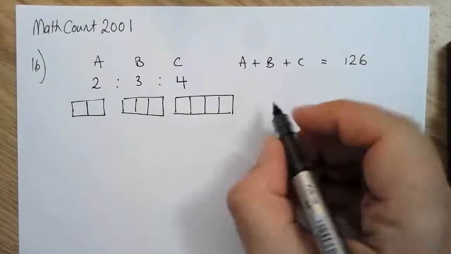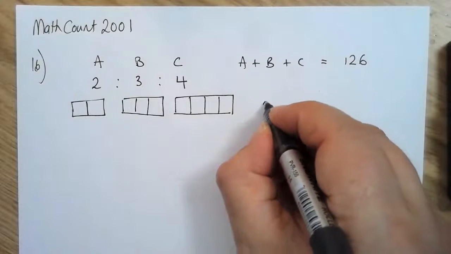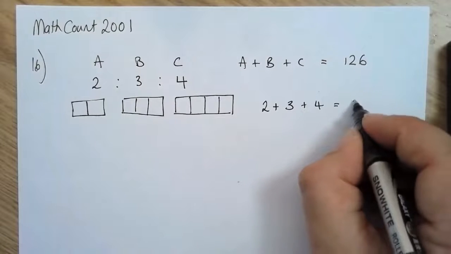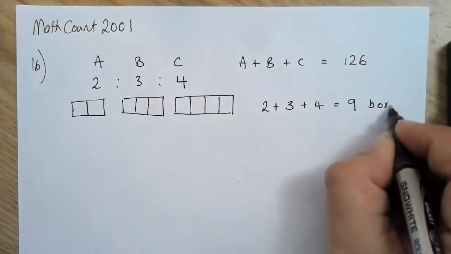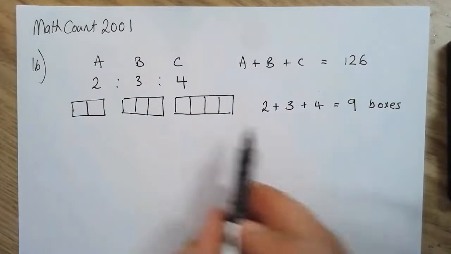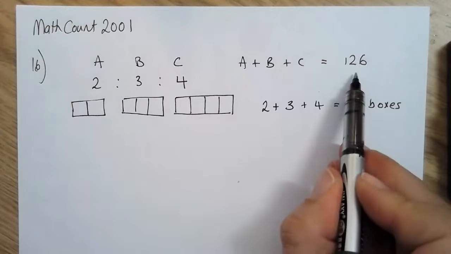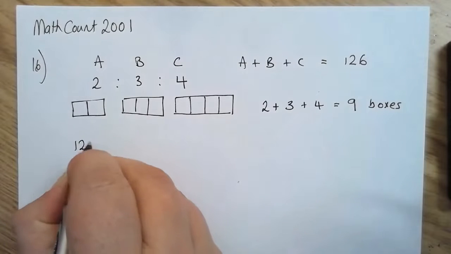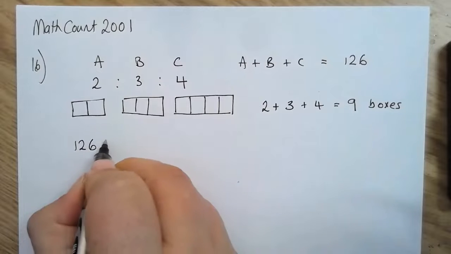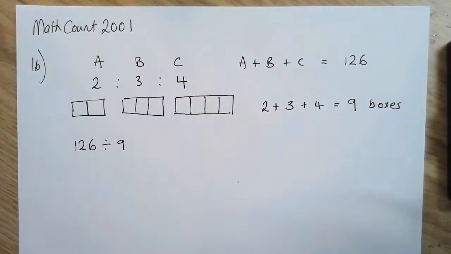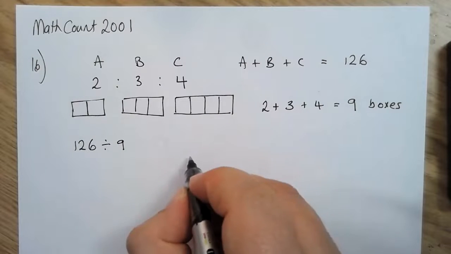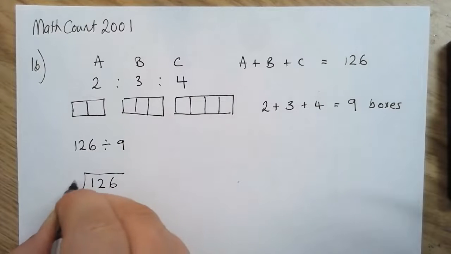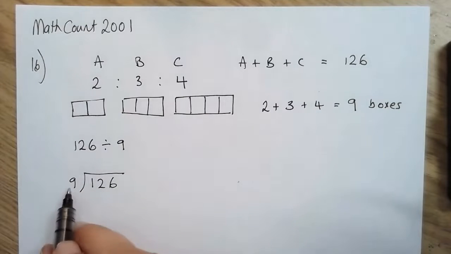So the first thing we do here is we add up the number of boxes. There's 2 boxes plus 3 boxes plus 4 boxes, which means 9 boxes. So we have 9 boxes and we have 126 pieces of candy. So we want to divide 126 pieces of candy into those 9 boxes. I'm going to do it with a long division, we call it bus stop in England.